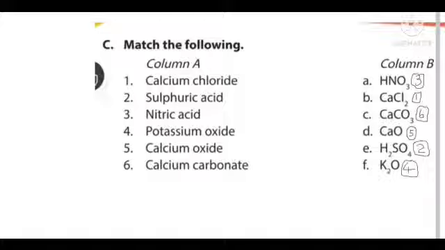Then potassium oxide. Potassium means K. Is it? Kalium. Potassium oxide. So K2O. K2O, F option. Okay. Then calcium oxide. Calcium means Ca, oxide O. Is it? So CaO. Okay. Then calcium carbonate. Ca, calcium carbonate. So CO3. So what's the formula? CaCO3. Calcium carbonate, CaCO3. Okay.